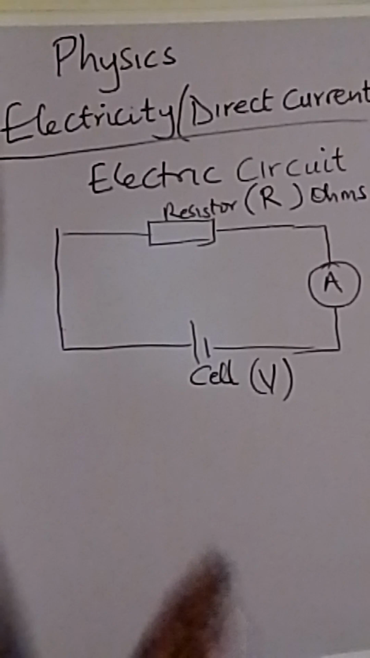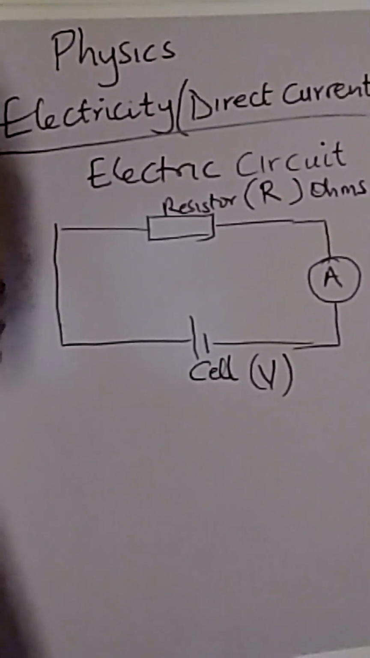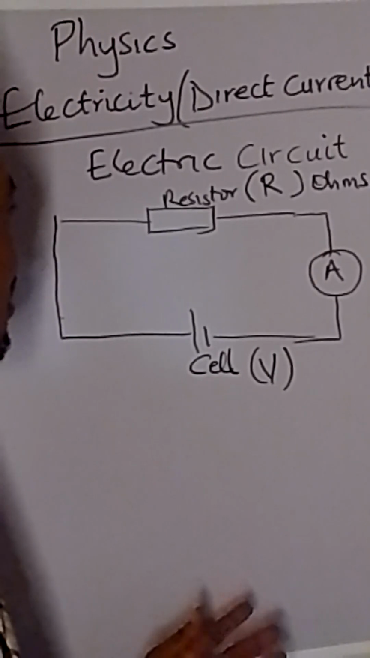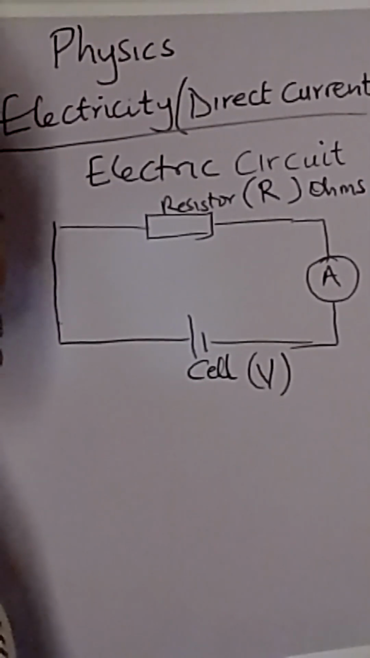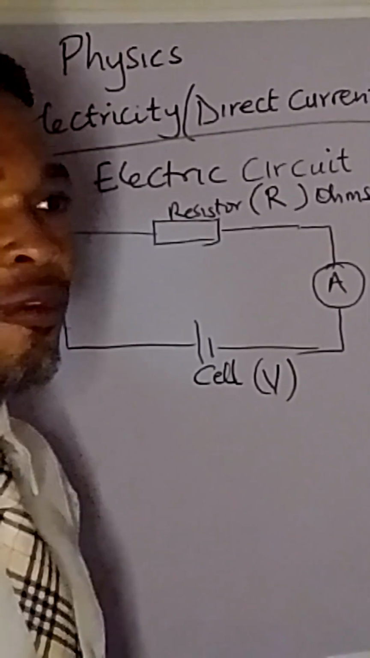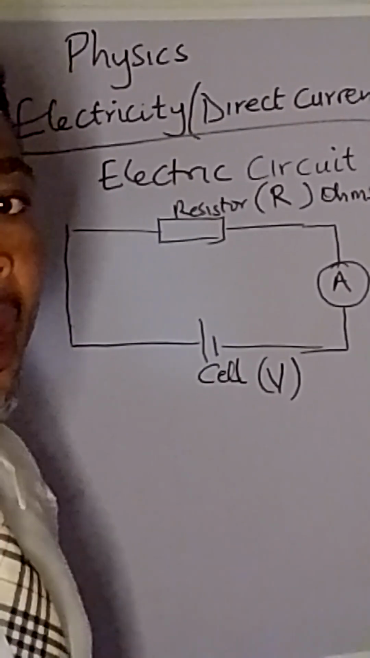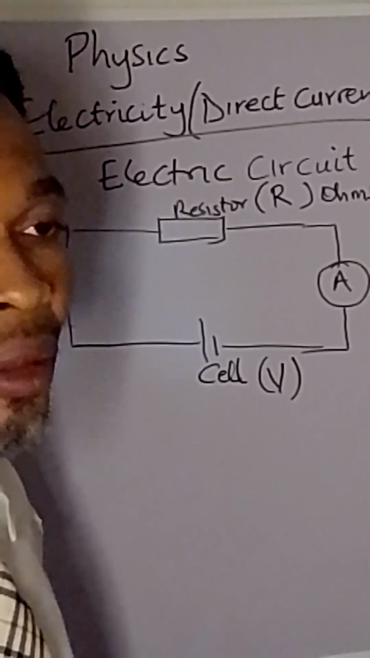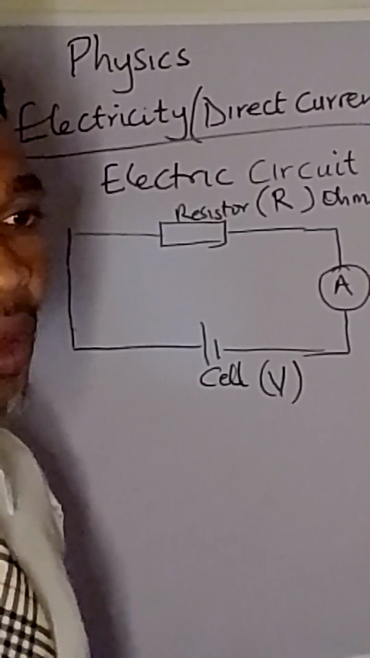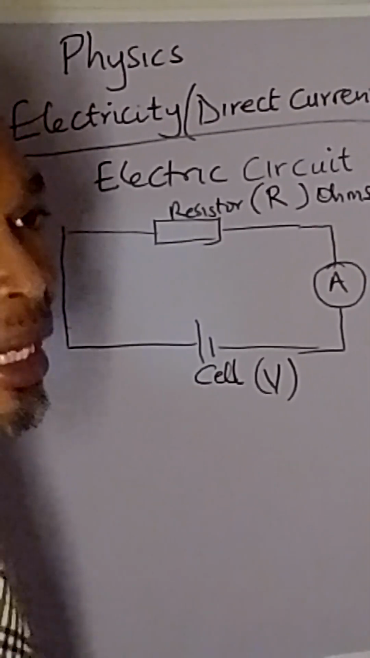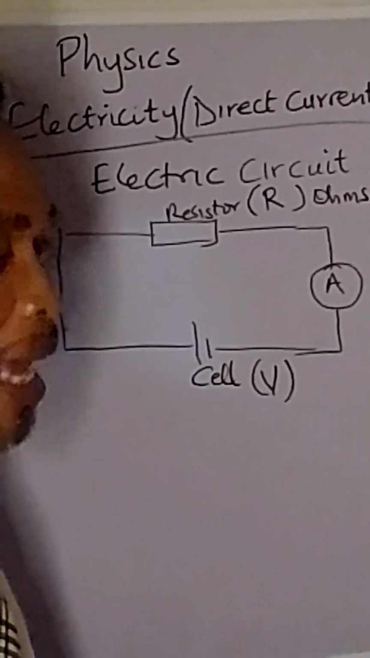Alright, having said this, the next thing that will come into our mind is, how does this connection occur? There are two ways of connecting resistors in an electric circuit. You either connect resistors in series, or you connect them in parallel.